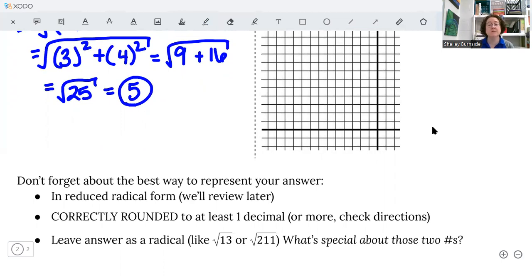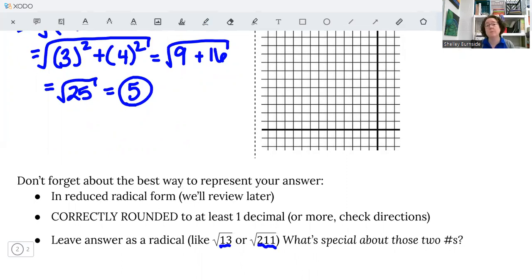But you can leave it as a radical, especially if you notice that the number under the radical is something like a 13 or 211. What's special about those numbers? Yeah, those are both prime numbers. So unfortunately, they wouldn't factor out anyways. So absolutely the most accurate way is to leave it as a square root, unless the problem tells you to put it into a decimal.